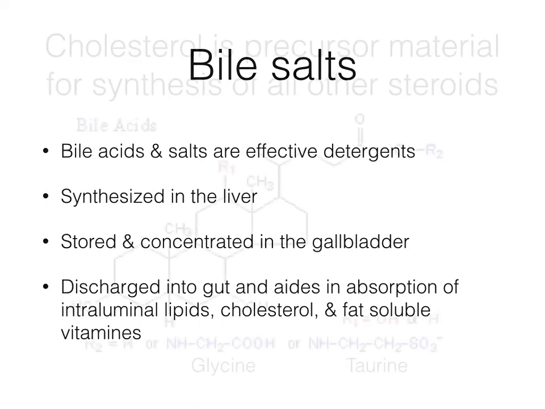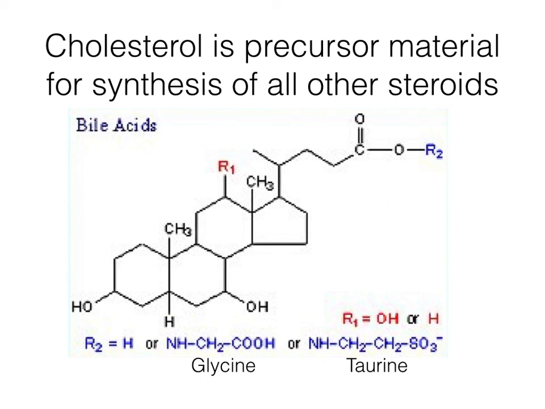Let's take a look at the structure of a bile acid. Now you can see that it contains a carboxyl functional group. Also, the R1 can contain a hydroxyl functional group. Now, when glycine and taurine are conjugated to the bile acid, what you have is the bile salt.